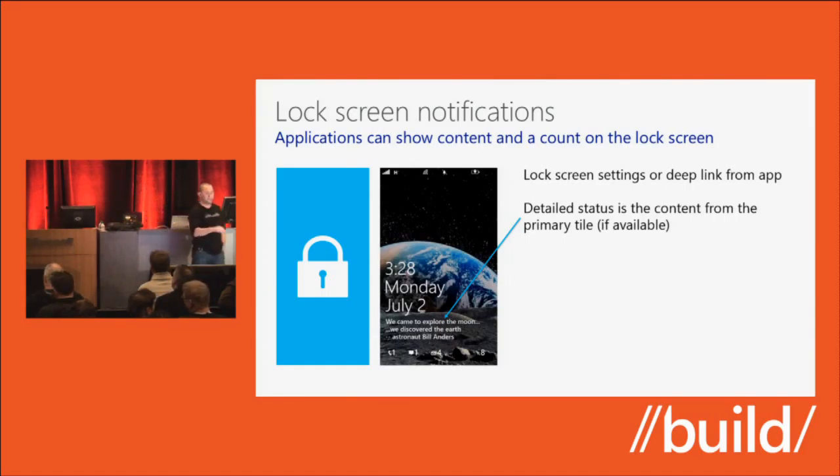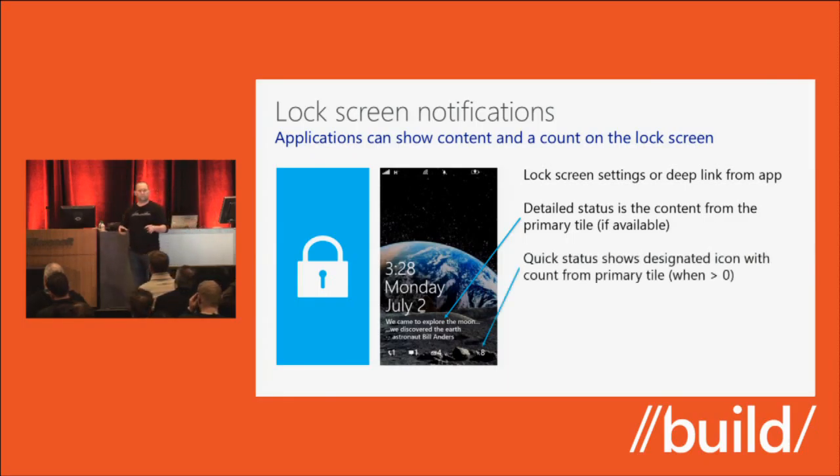There's something we call the detailed status, which is where you probably usually see your calendar appointments right now. The user can pick any app to go in there. And then there's also the quick status, which is the count from your application. Now, to get that nice little icon, you specify that in your manifest. I'll show you where you're going to put that in a minute. And you also have to use some manifest extensions to say, I intend to do these things.